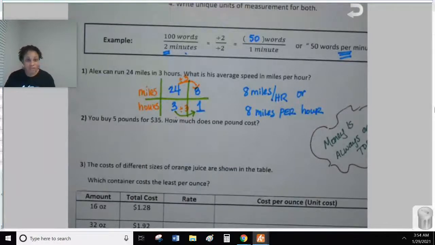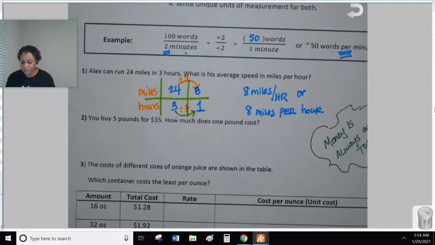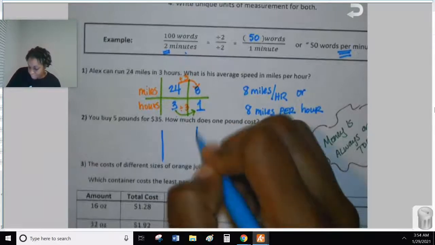So let's start practicing now how to create this H chart. Next, it said you buy 5 pounds for $35. How much does 1 pound cost? So we're going to create our H chart.